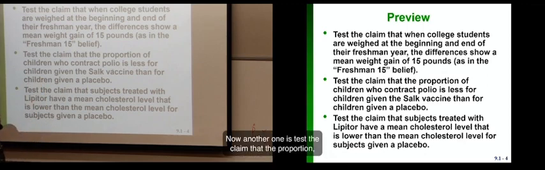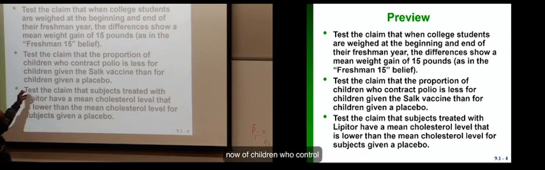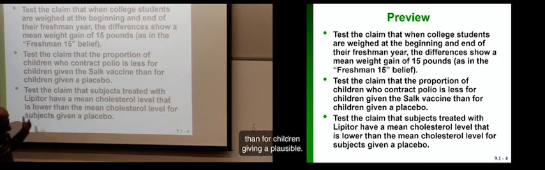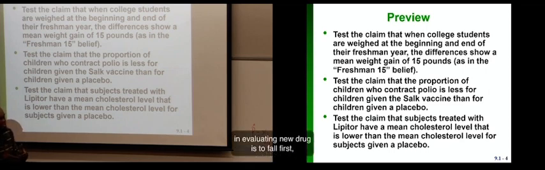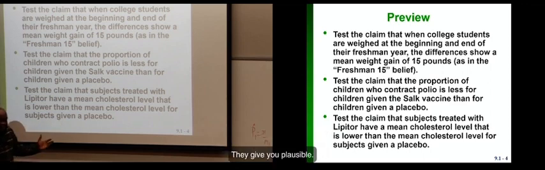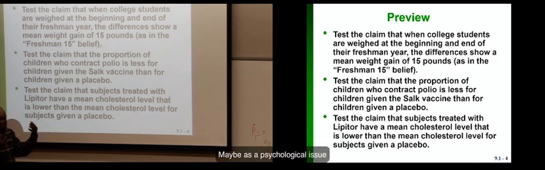Now, another one is: test the claim that the proportion, of course, we just talk about proportion now, of children who contract polio is less for children given the Salk vaccine than for children given a placebo. A placebo is nothing. In a clinical trial, one of the stages in evaluating a new drug is to compare the new drug with nothing. Placebo is nothing. And they give you a placebo and you say, oh, I'm okay. Then that person was not sick in the first place. Maybe has a kind of psychological issue.